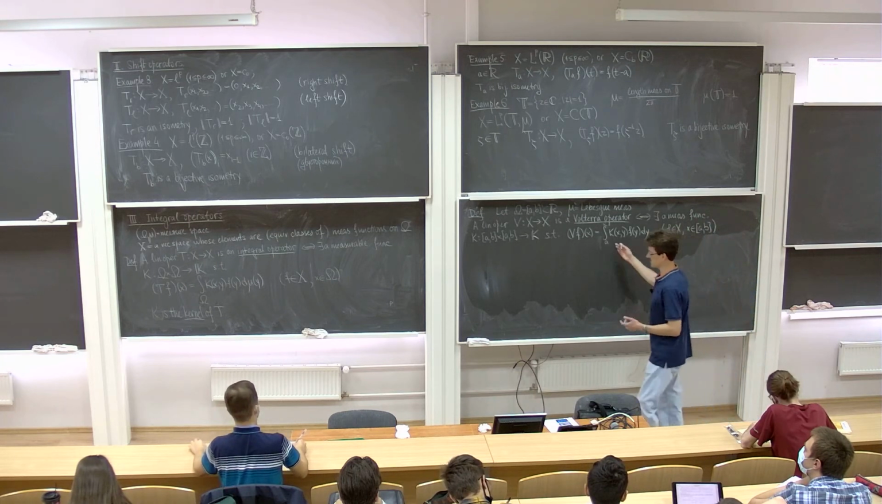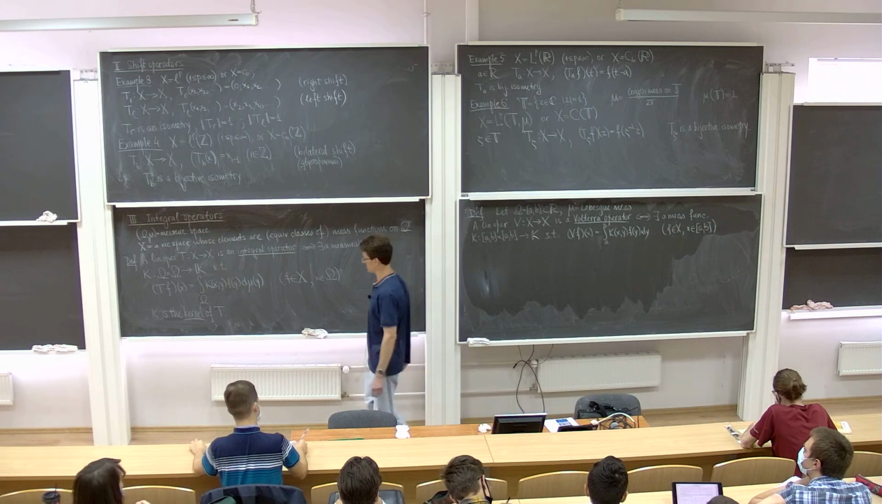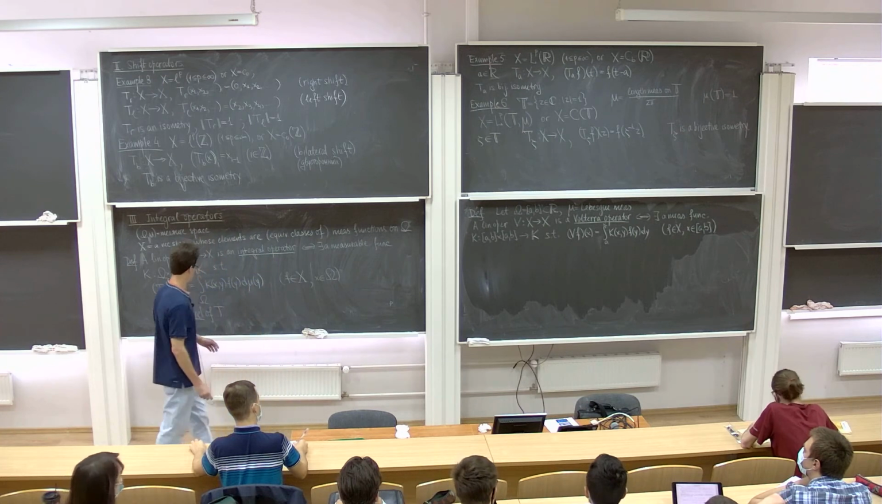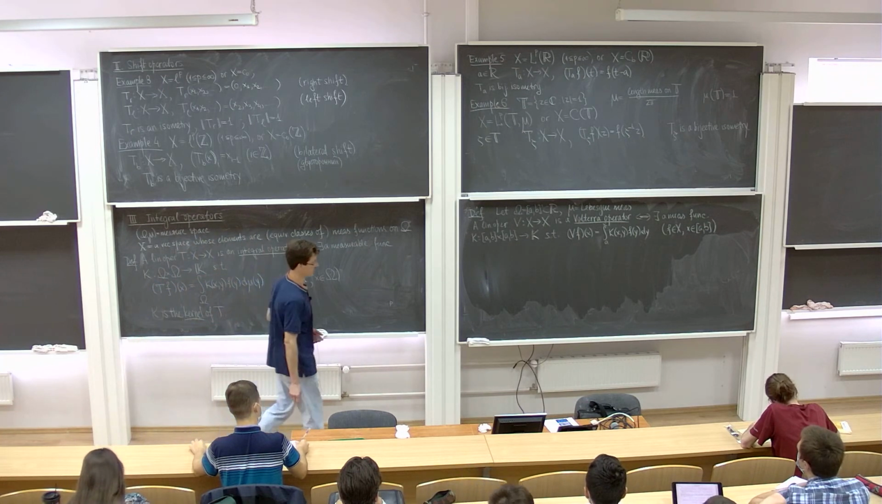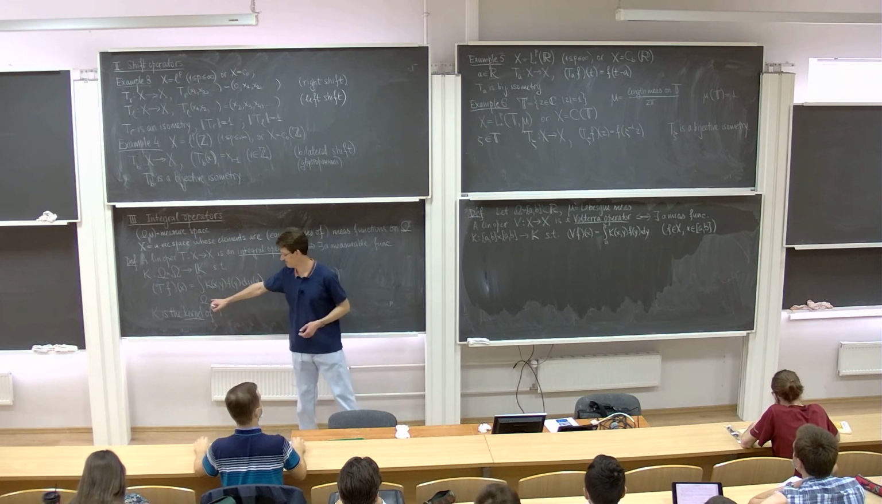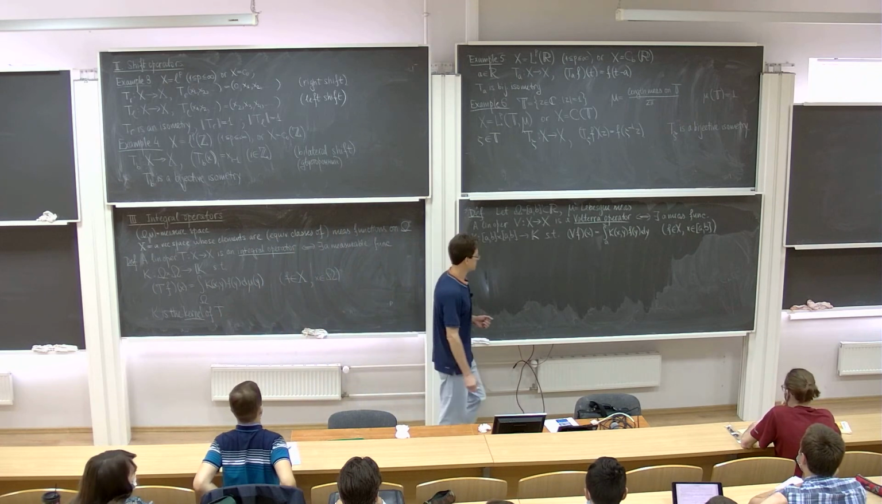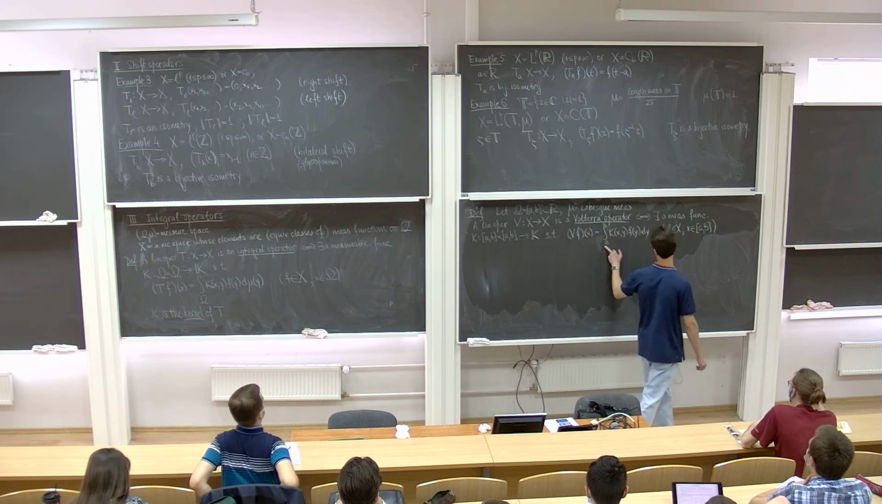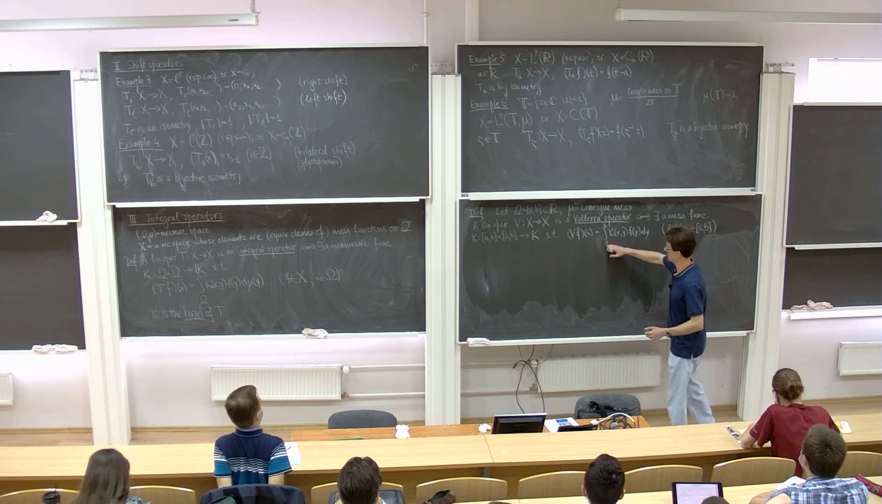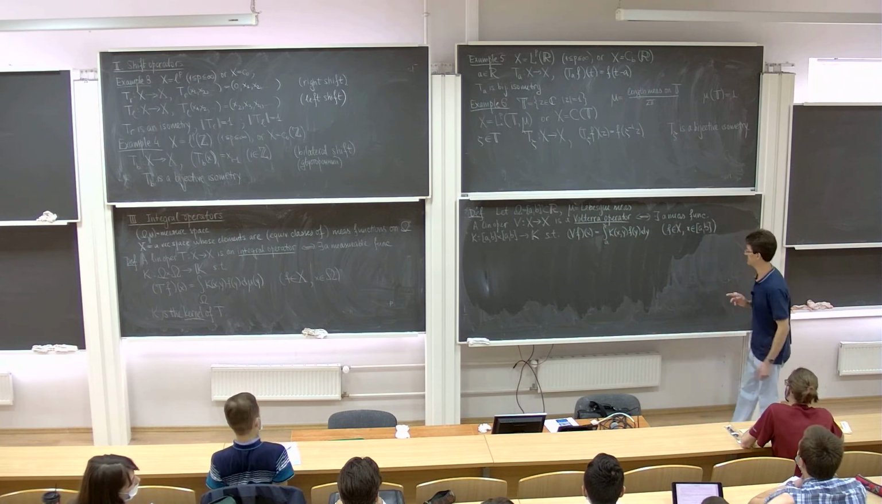So we see that the formula is somewhat similar to this one, but the difference is that here we integrate over all of omega. And here we integrate not over the interval from a to b, but only from a to x. That's the difference.